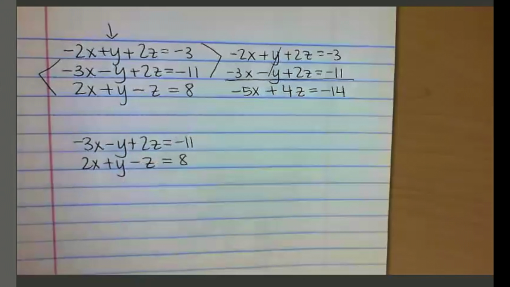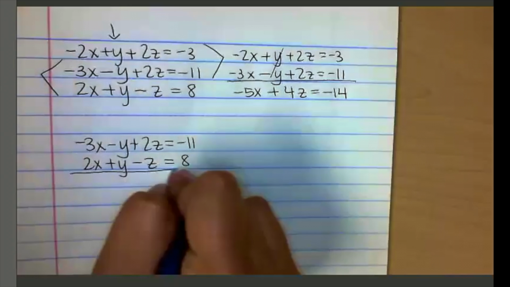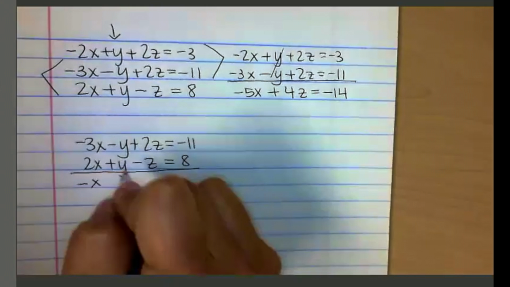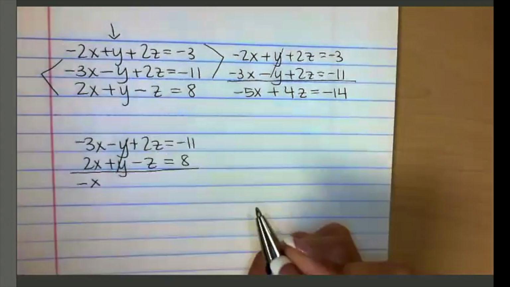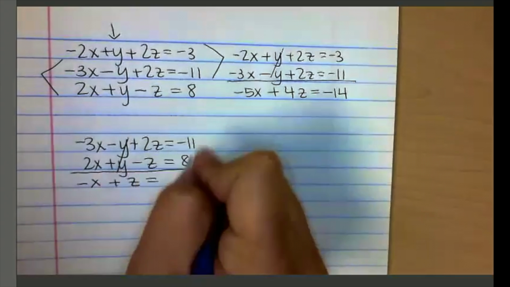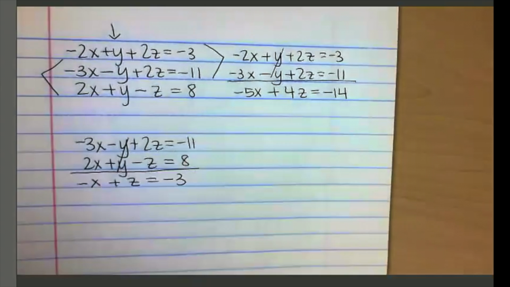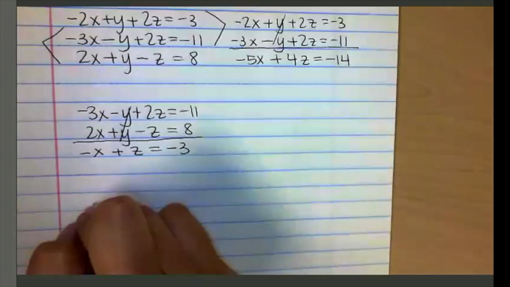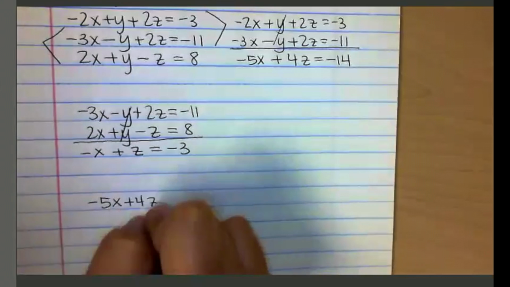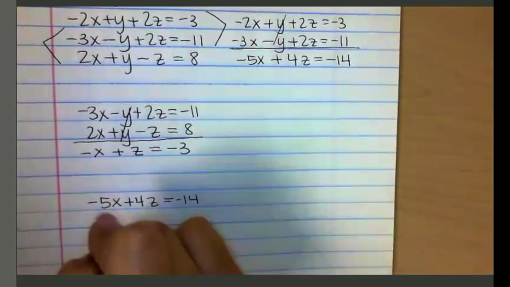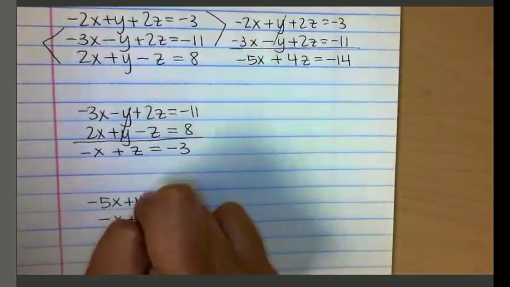So I'm going to go ahead and add these two equations together. -3x and 2x give me a -x. -y and +y is 0. 2z and -z give me a z. And -11 and 8 give me a -3. So I've created another two variable equation. So now we have a two variable system. When I put those together, I've got -5x plus 4z equals -14, and -x plus z equals -3.